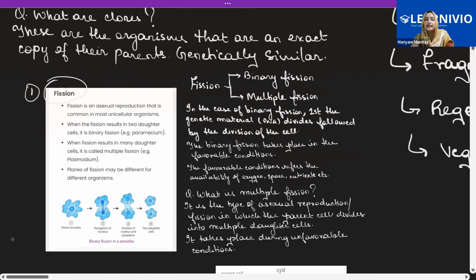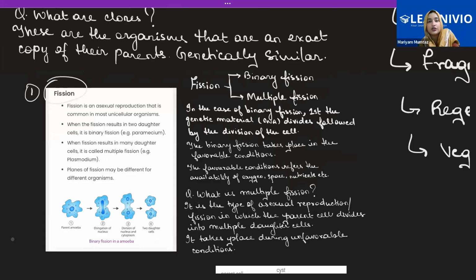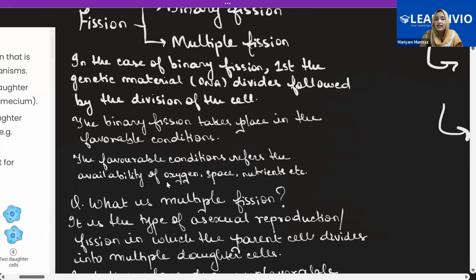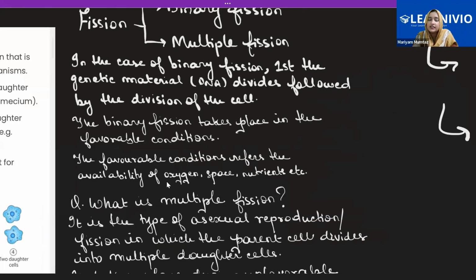Basically, in the case of fission, the organism is going to split into two cells. But before that happens, their genetic material, meaning their DNA, is first copied, meaning if one set of DNA is there, another set of DNA is made, and then the cell divides. So in the case of binary fission, what we see is that first the genetic material, that is the DNA, is going to divide, and this is going to be followed by the division of the cell.